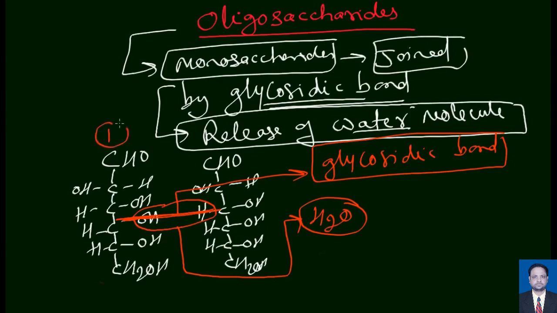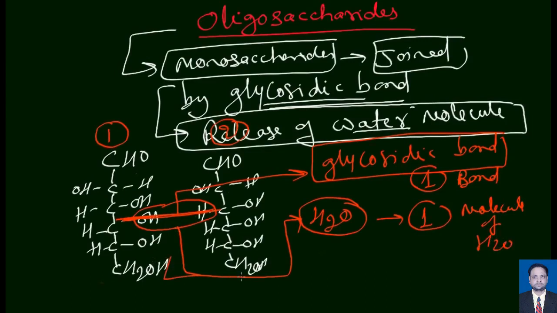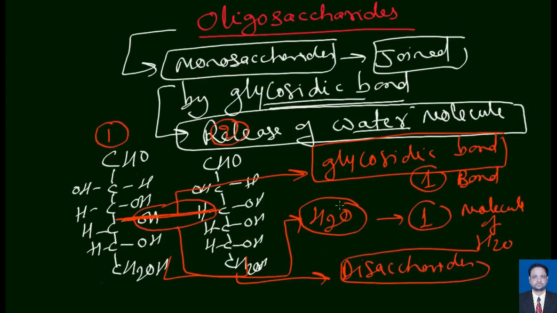So two simple sugars are joined by one glycosidic bond, releasing one molecule of water. One glycosidic bond is produced and one molecule of water is released, to form this disaccharide. This compound so formed is called a disaccharide. Now, when the oligosaccharide is formed, we find the molecule ranges from 2 to 10.